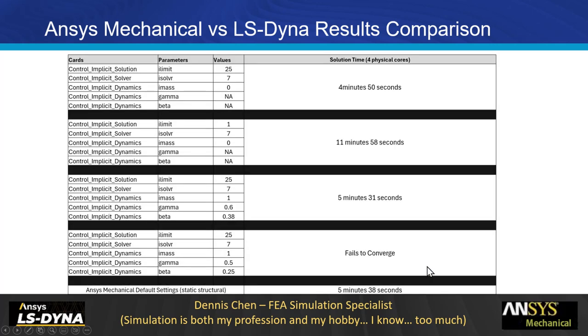That's the first thing. Second thing, what I did was I took different parameters within the Dyna side to show how it behaves in relation to the mechanical. So the mechanical solve, right? The default mechanical solve took 5 minutes and 38 seconds, right?